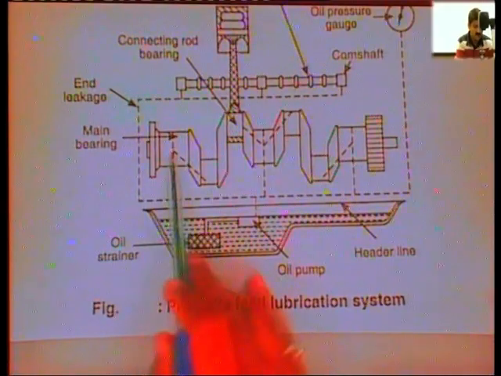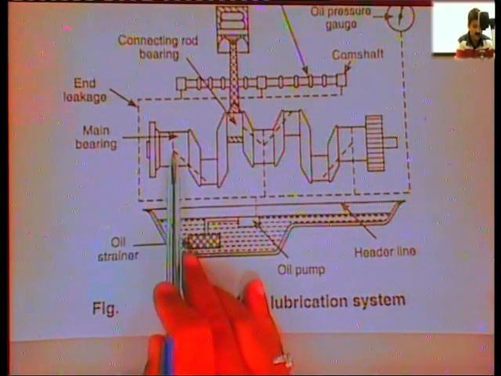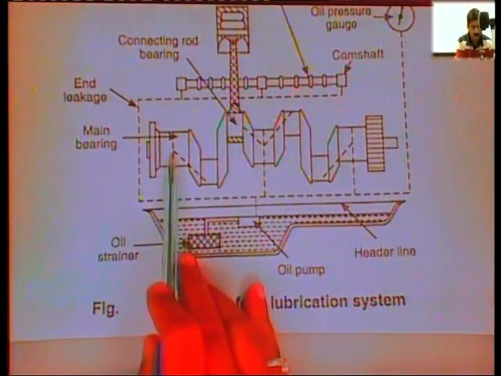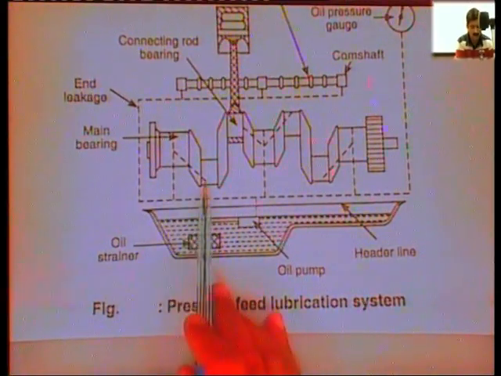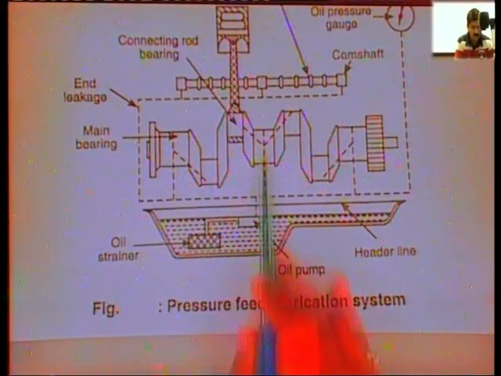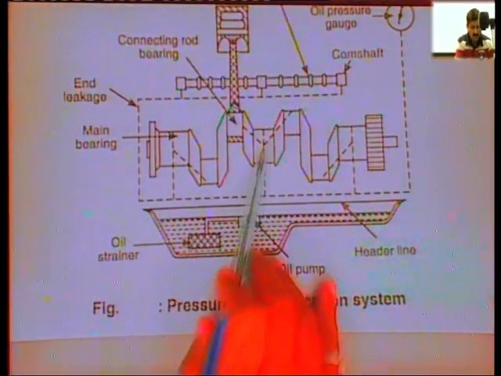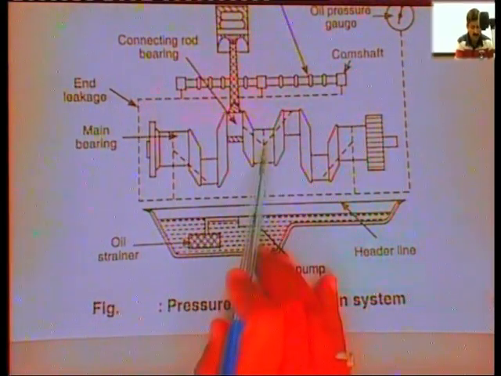From here it comes here at the crank pin, and we can also observe that the oil is also moving from this point to this point, that is the adjacent crank pin, and here also this is the centralized one, and from here the oil goes to this crank pin as well as to this crank pin.